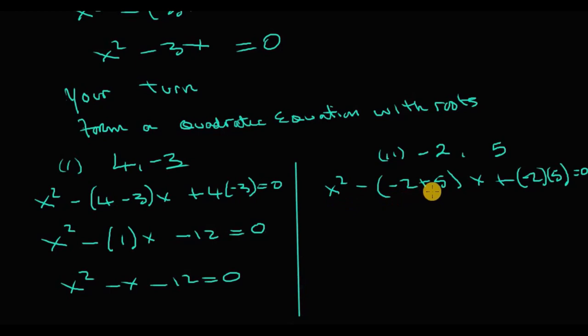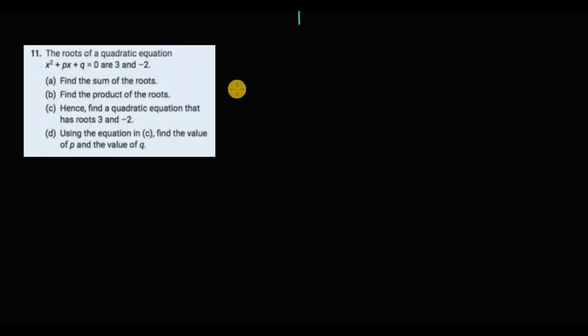Okay, there's the second, x squared minus the sum multiplied by x plus this product, which is minus 2 by 5. x squared, that's going to give me minus 3x minus 10 is equal to 0. So there's the two equations.